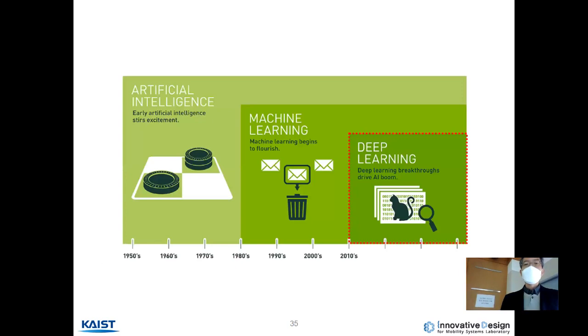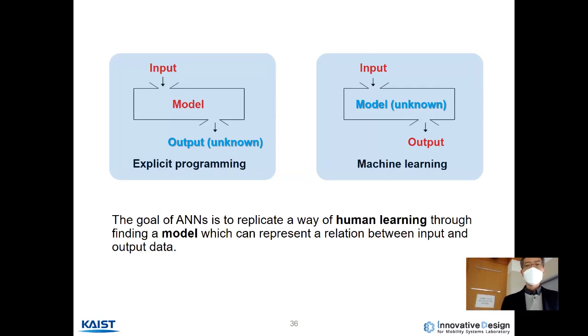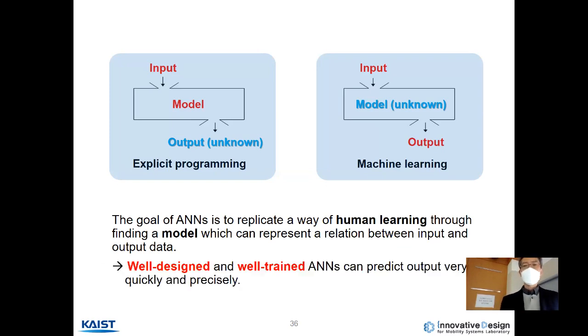So we started to use deep learning. Again, topology optimization is an explicit approach, but deep learning is the opposite, a different approach. Then, to obtain good models, we need a well-designed and well-trained artificial neural network.